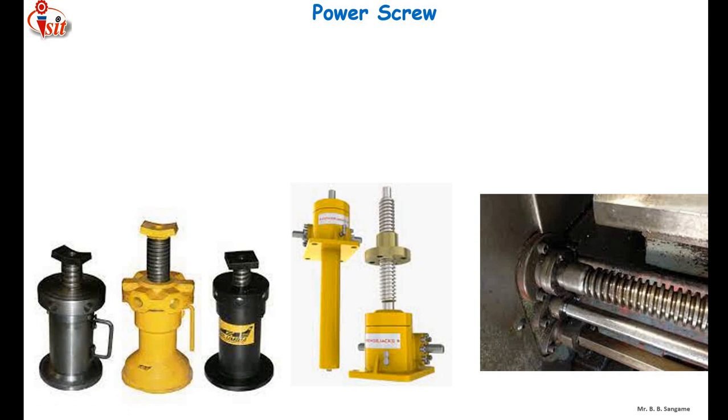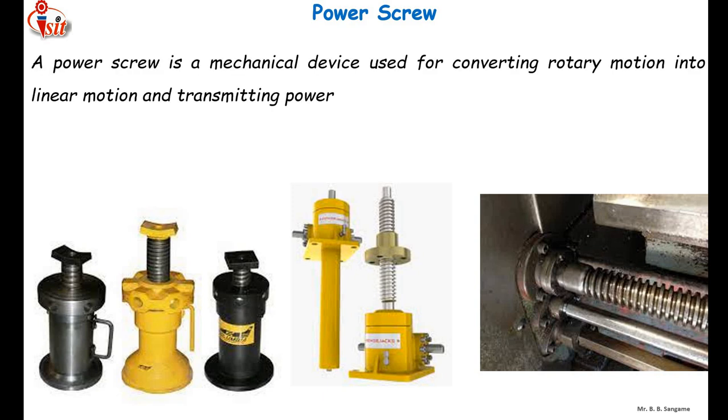Power screw is a mechanical device which is used for converting rotary motion into linear motion, and it is also used to transmit the power. The power screw is also called as translation screw.